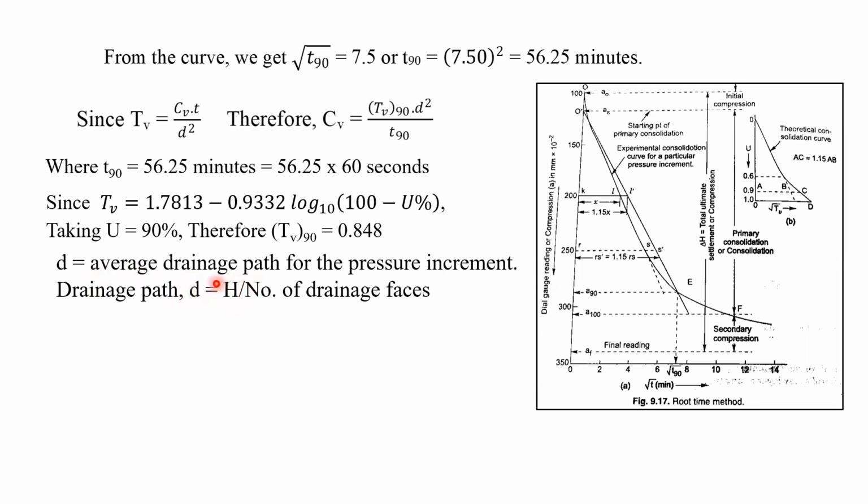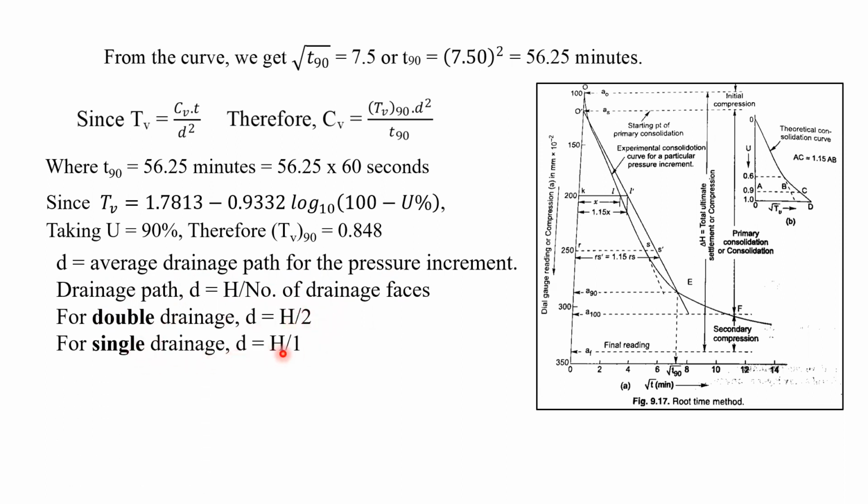So H is the thickness of the clay layer, and the number of drainage faces means the pore water pressure is going to be released in the upward direction because the sand layer is there above, and also in the downward direction, below the clay layer. So the drainage of pore water will take place upward as well as downward. So H is the thickness of the clay layer, and D we can calculate. This is called double drainage, right? D is equal to H by 2.